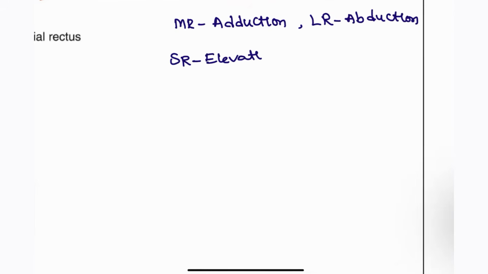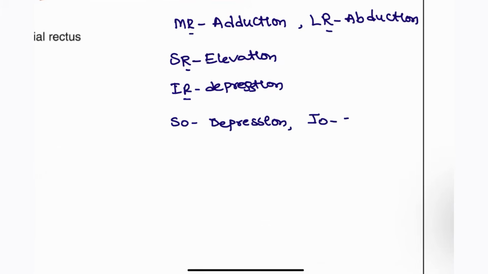Medial rectus is going to cause adduction. Lateral rectus is going to cause abduction, moving away from the central line. Next, superior rectus is important for elevation, right? And inferior rectus for depression. Always remember that these rectus muscles all go straight. Opposite to that, superior oblique is going to cause depression. And inferior oblique is going to cause elevation.